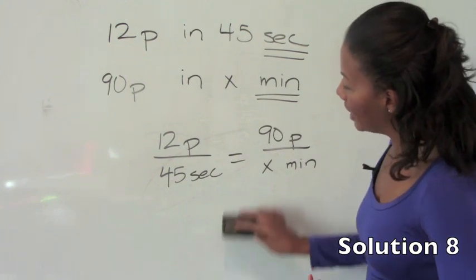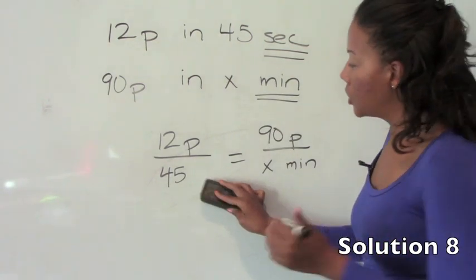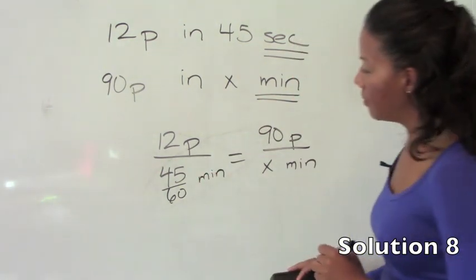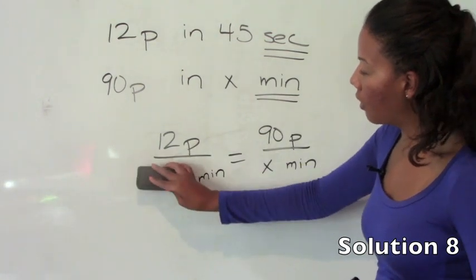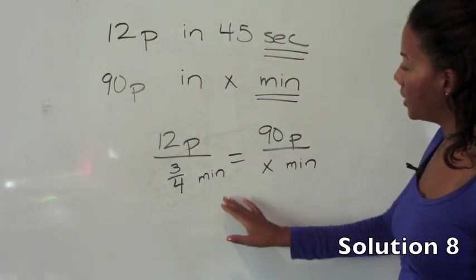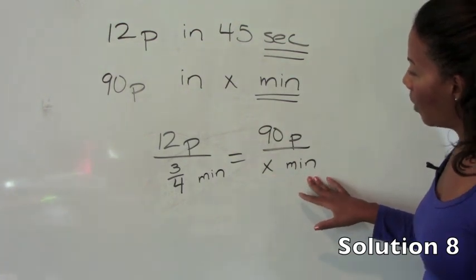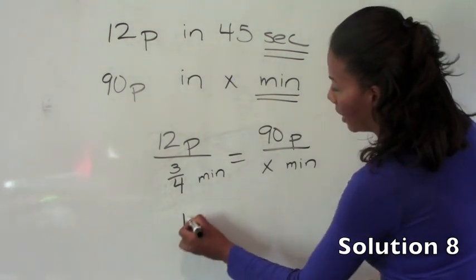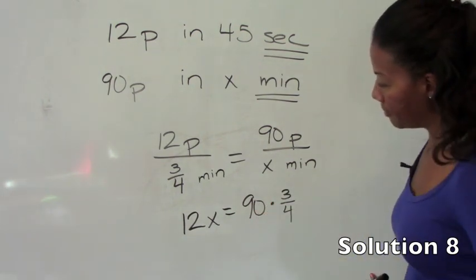So 45 seconds, if you keep in mind, a second is 1/60th of a minute. So 45 seconds is 45 60ths of a minute. Okay? So if I rewrite that, I can actually reduce 45 over 60 to 3 over 4 by dividing the top and bottom by 15. So I have 12 pages over 3/4 minutes equals 90 pages over x minutes. Now all I need to do is cross multiply, and since my units are the same, I can now ignore them. So when I cross multiply, I get 12x is equal to 90 times 3/4.